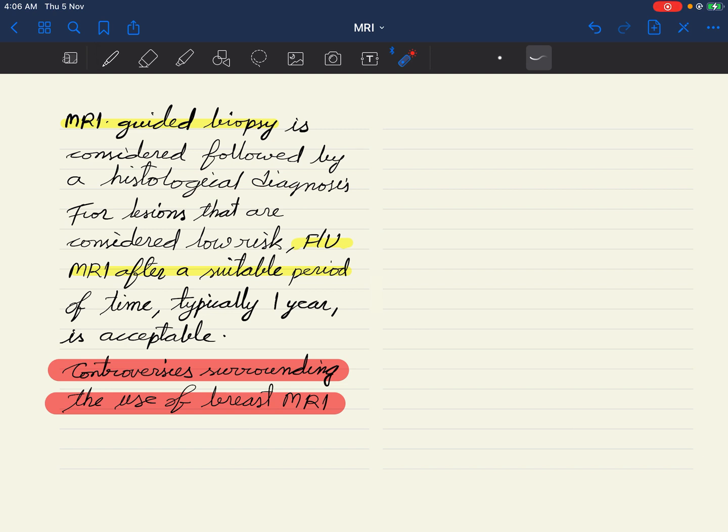Again, we can think of follow up MRI. If the lesion is considered low risk, then we can think of MRI follow up, typically 1 year.